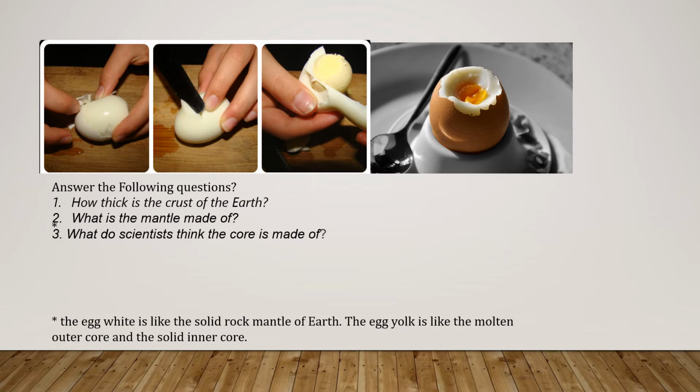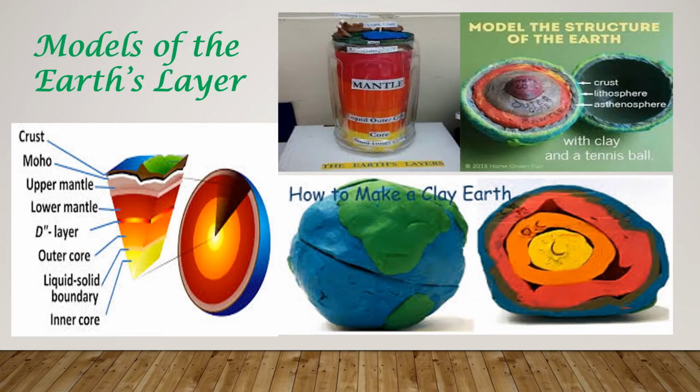Consider that the shell of this egg is the crust, and the egg white is just like the solid rock mantle of the Earth, and the egg yolk represents the molten outer core and the solid inner core of the Earth. So at least you now have the idea of how the Earth's layers look like. Any questions or clarification, class? If there is none, then let's proceed.